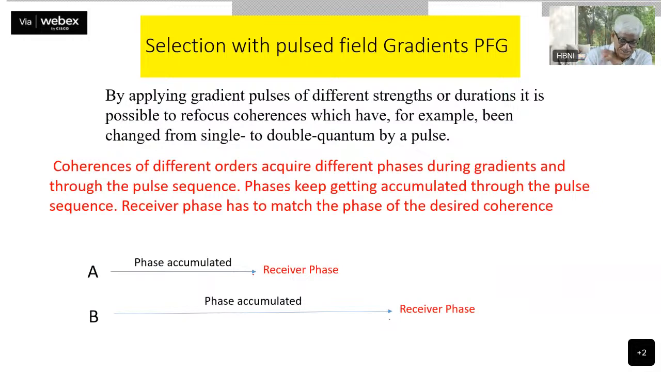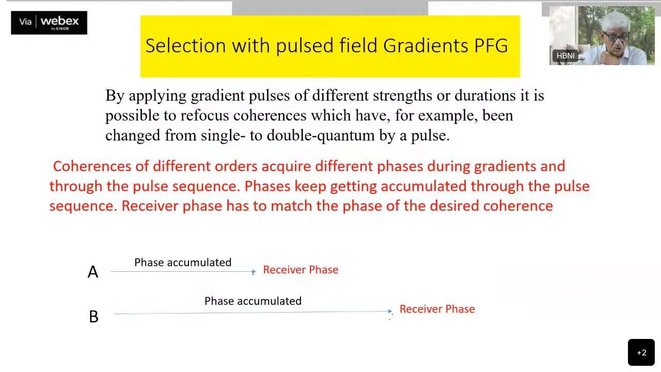If he wants to catch this, he has to be here. Therefore, the receiver phase has to match the phase accumulated. B is a particular spin which is evolving with a particular frequency. It may be coherence order 1, coherence order 2. It can be different. A may be 1, B may be 2. So they will acquire different phases during their particular time tau, which is the strength of the gradient.